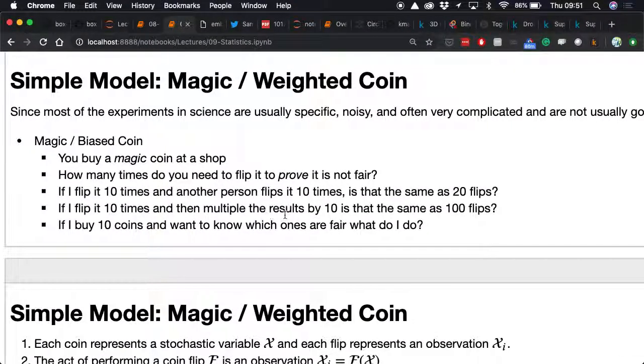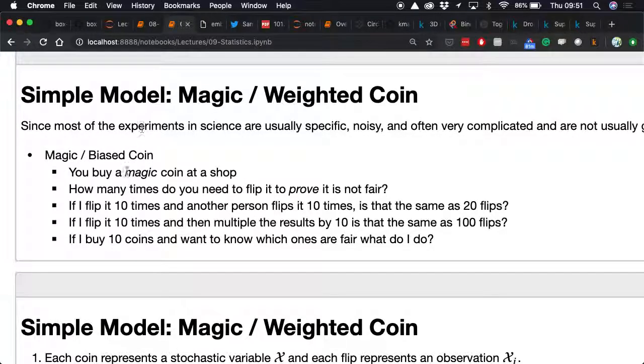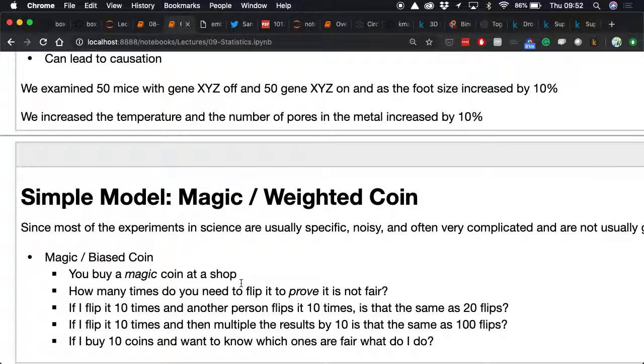And so if we take a simple model of a magic weighted coin, where you buy a coin at a shop, and how many times do you need to flip? So basically the magic coin is that you get a coin that is supposed to be heads more often than tails. And so you buy a coin at a shop, and the first question that comes is how many times do you need to flip it to prove that it's not fair?